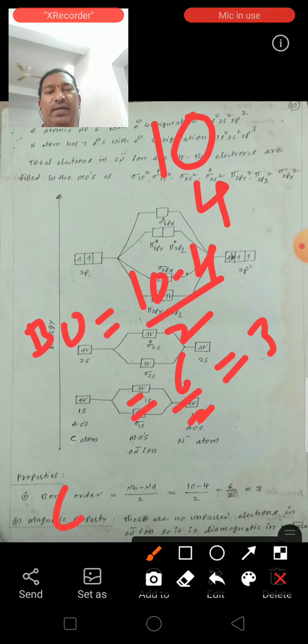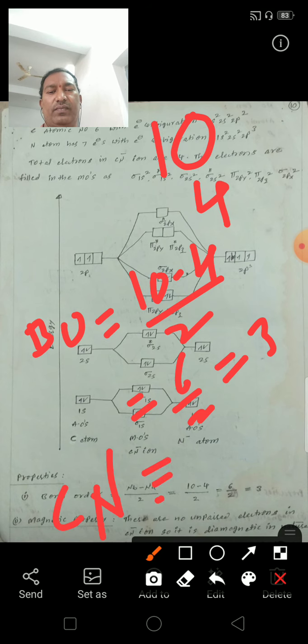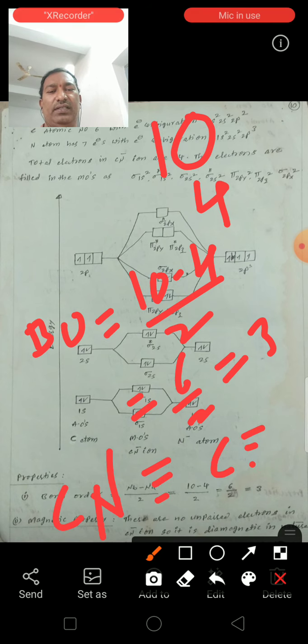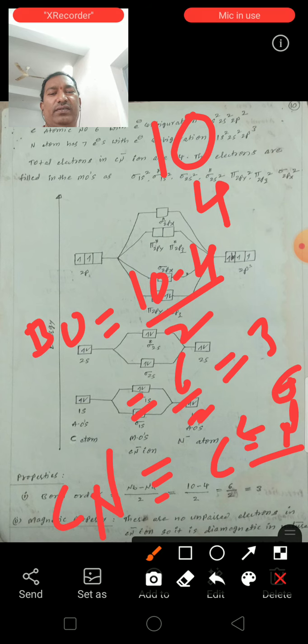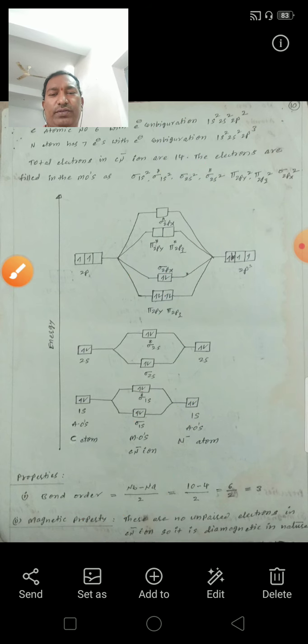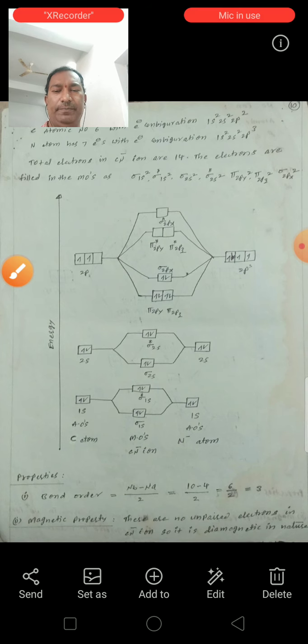So CN minus is arranged as C triple bond N. So like this. The minus charge is transferred to the carbon. So the bond order of this molecule is 3.